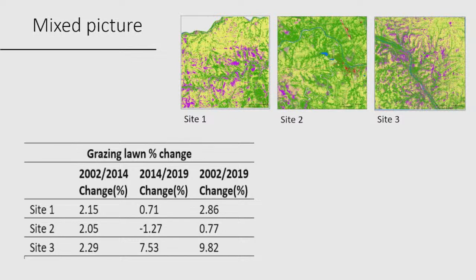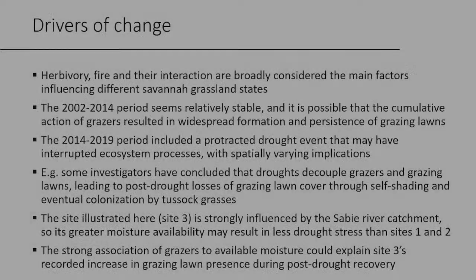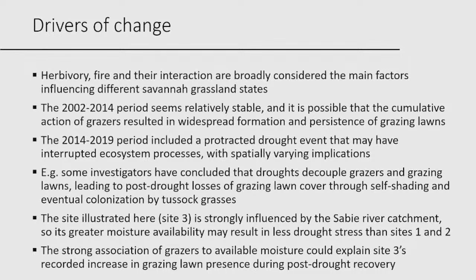So what's going on here? There's always lots going on in savanna environments. Sorry, quite a lot of text on the slide; this is the important stuff. In terms of discussion, herbivory and fire and the interaction between them is very important here, of course. In the earlier time period, we think that's relatively representative of normal, as far as you can get normal. We hypothesize it's the cumulative action of grazers that's leading to widespread formation and persistence of grazing lawns. It's what we were thinking before we saw it.